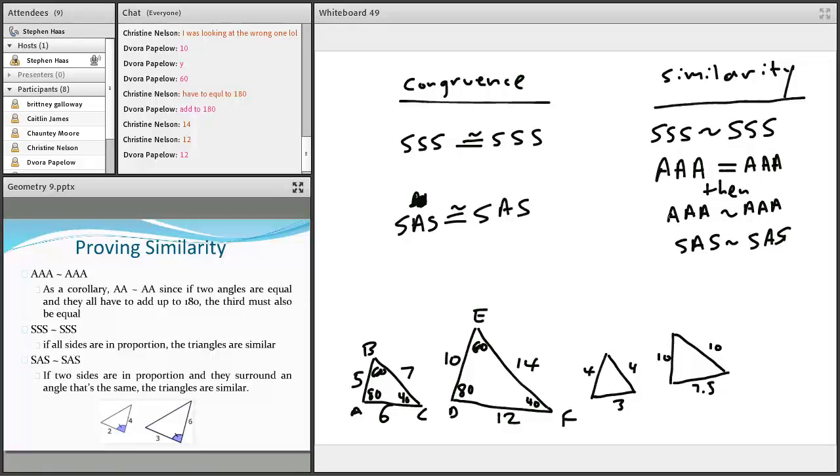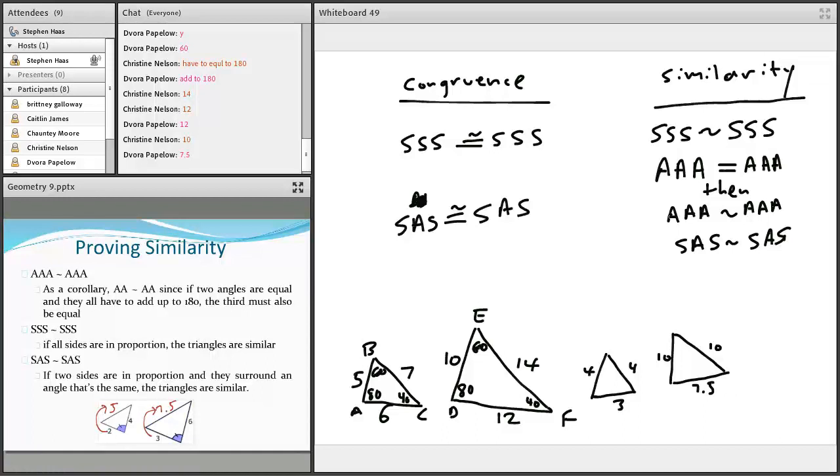Let me ask you a question. What if I told you that this was 5? How much would the other one have to be? 7.5, right? Why is it 7.5? Because if you look at the ratio of the 2 to 5, that's the same as the ratio of this to this. So 5 is 2.5 times 2, so 7.5 is 2.5 times 3.